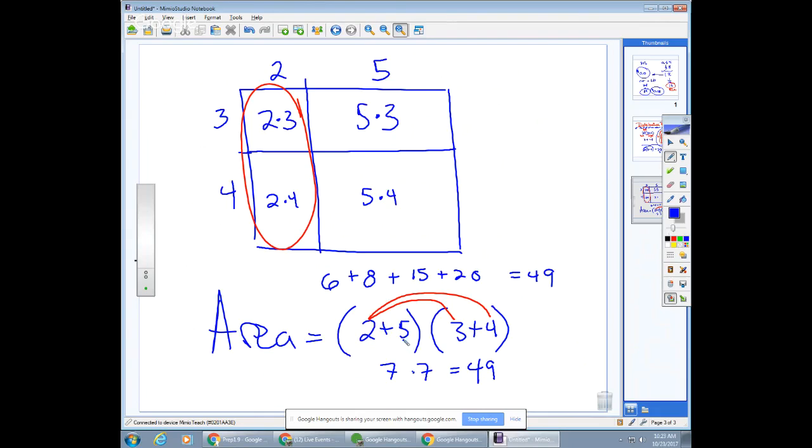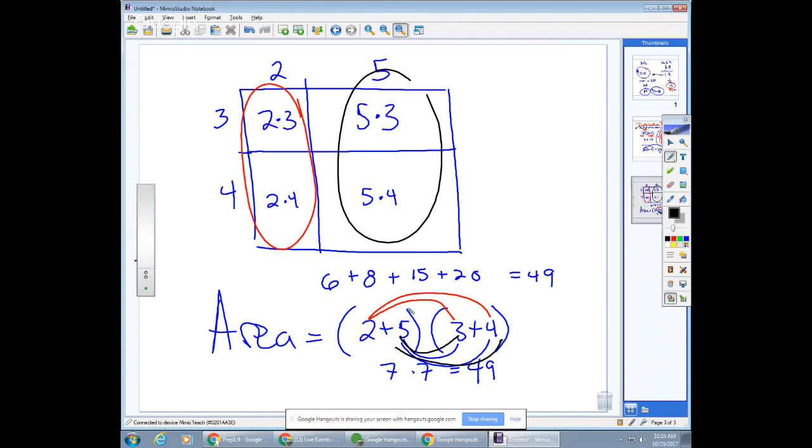And then here the 5 has to distribute to the 3 and the 4. Oops, I need to switch colors. To the 3 and the 4, and that gives us this part of the building right there. Okay, and that's an idea when we have a 2 by 2 system like that. They often call that foiling.